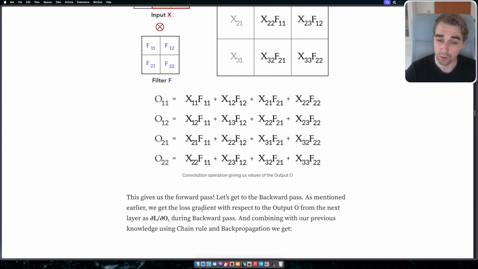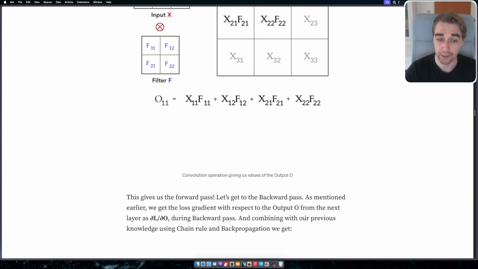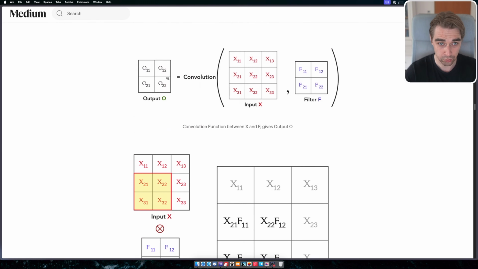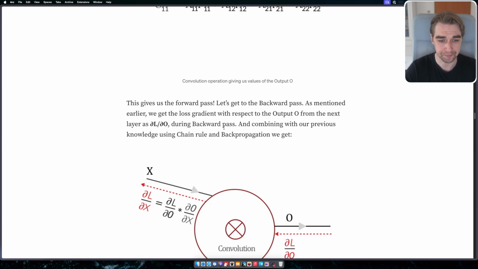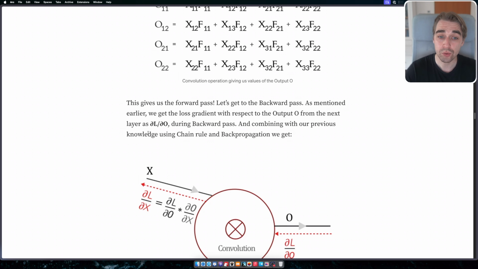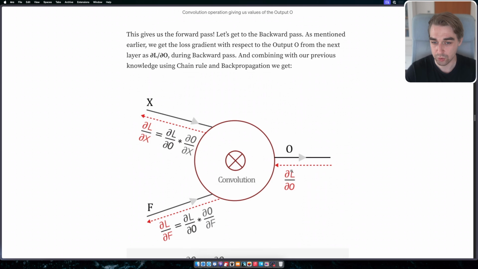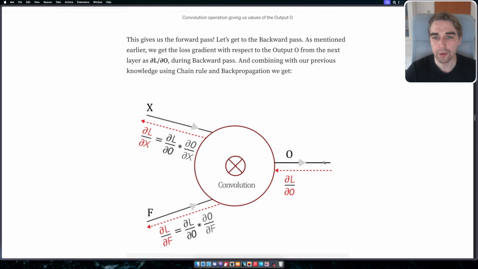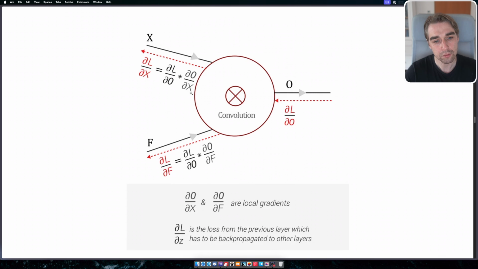As I mentioned earlier, we get the loss gradient with respect to the output O from the next layer, from the previous layer in the backward direction. Combining with our previous knowledge using the chain rule and backpropagation, this is what we have. The loss gradient with respect to the output we get from the previous layer, then we have the convolution, and this is where we replaced. There are still local gradients. I think they forgot to change it. This should be dL by dO here.